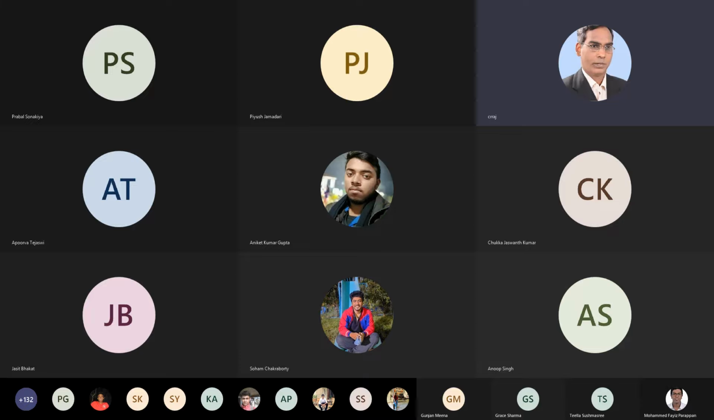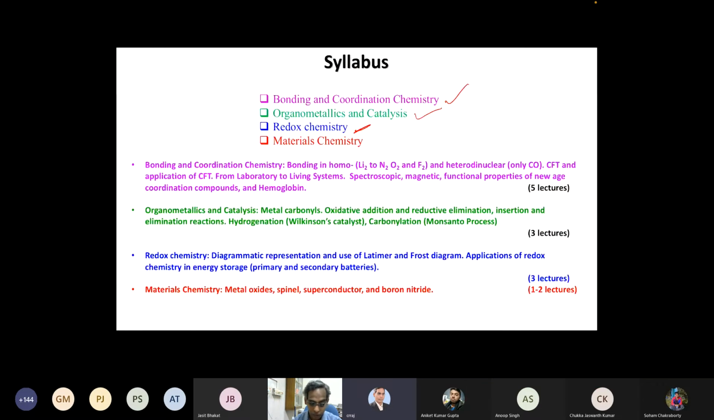And then we'll go to the organometallics and catalysis. That is a new topic. And then the redox chemistry. Here we will learn a little bit more than what you have already learned. The redox table you should have learned. Here we'll learn the diagrammatic representation of the redox data.